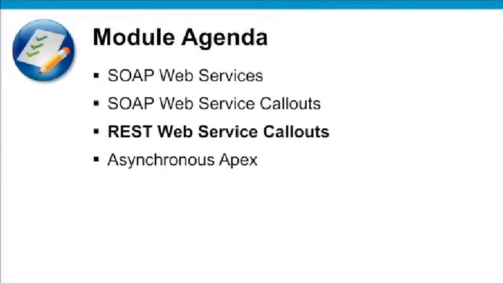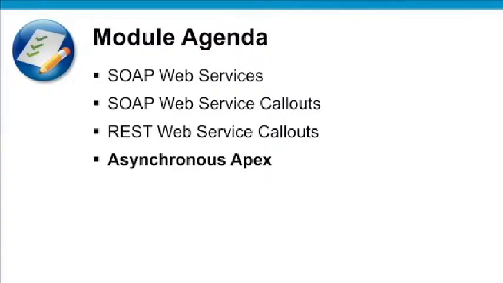In the third section, we're not only going to talk about RESTful web service callouts, we're also going to talk about defining custom REST web services in Apex. And then finally, we're going to talk about asynchronous Apex. Okay? So, in Apex, we can code custom SOAP-based web services.